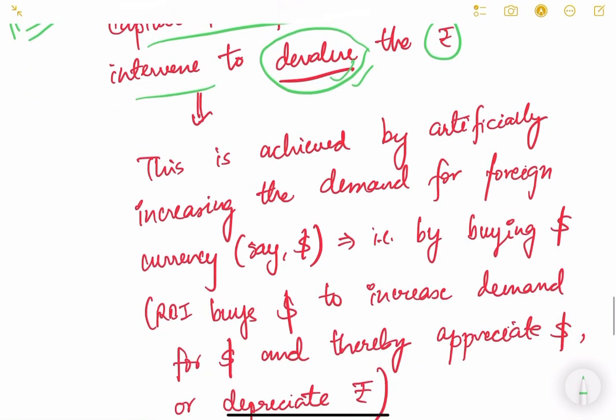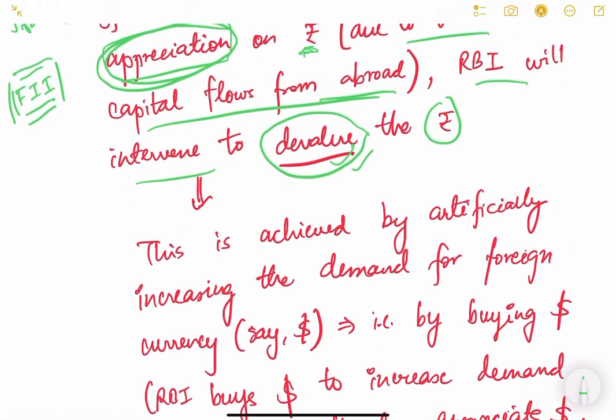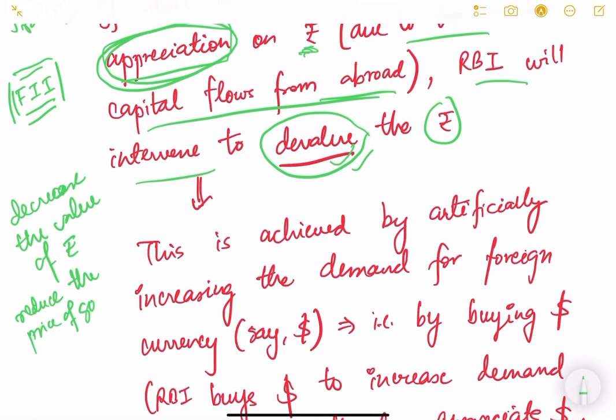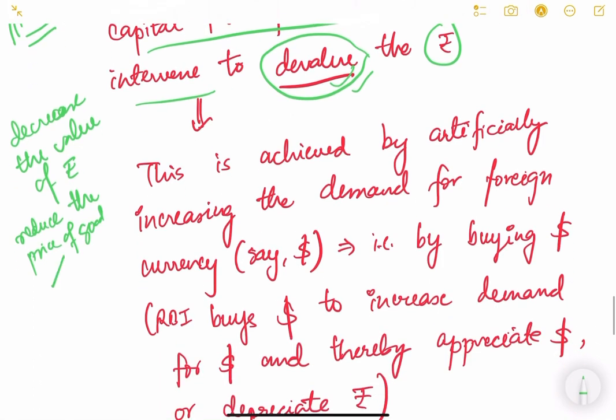Now how will RBI devalue the rupee? Devaluing the rupee means they have to decrease the value of rupee. Now how will we decrease the value of anything? By supplying it more or demanding it less, right? For example, if you want to reduce the price of any commodity or good, what are the two ways? One is you increase the supply, or decrease the demand. These are the two ways.